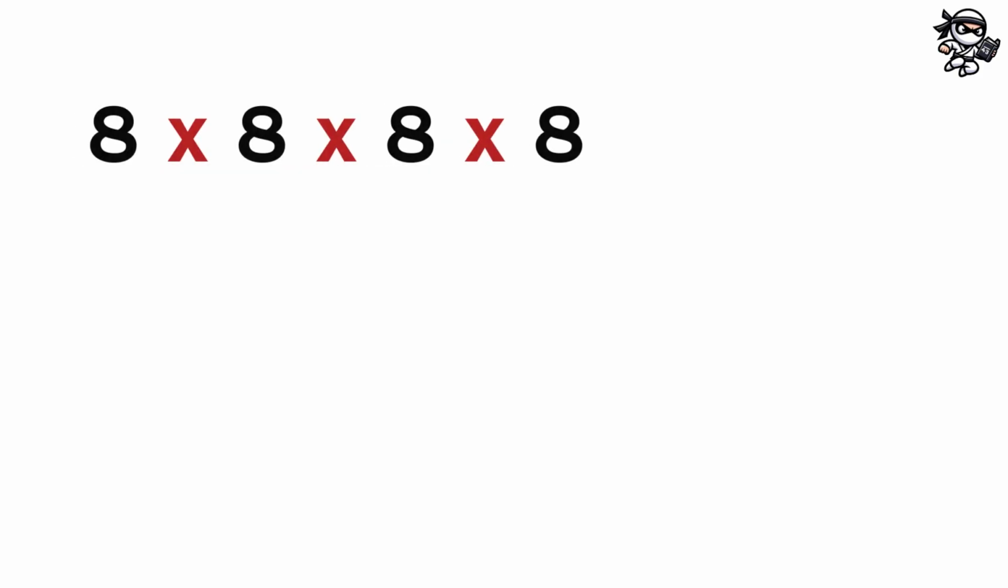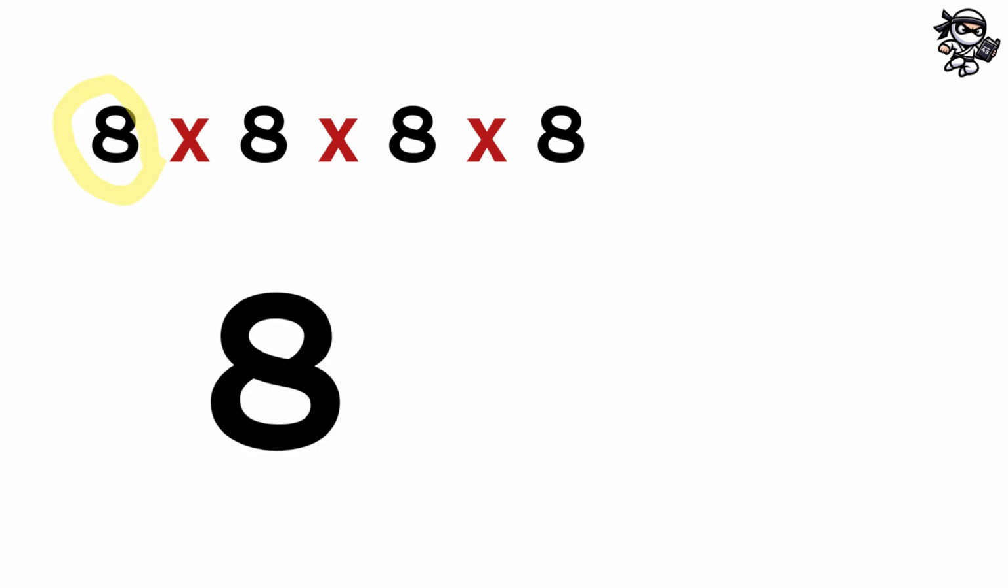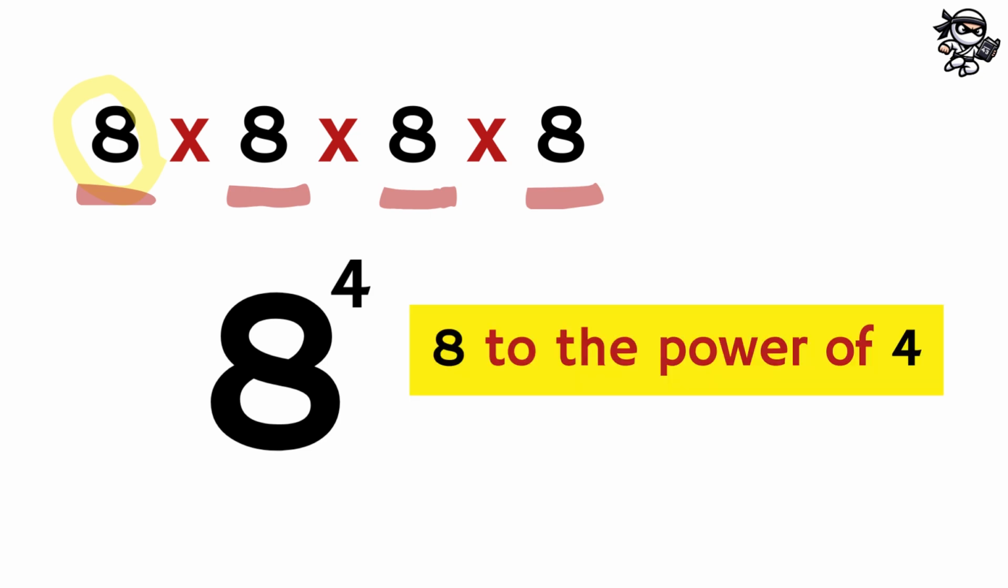Now let's do a little bit of review to help you remember. How would you write this as an exponent? 8 times 8 times 8 times 8. Okay, we know 8 is the base, so we first write 8, and then we see that we're multiplying it together 4 times, so the exponent must be 4. So we have 8 to the power of 4.